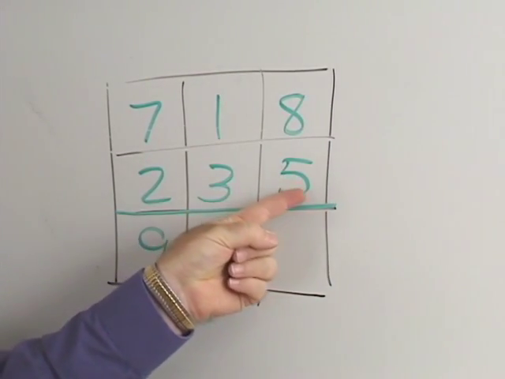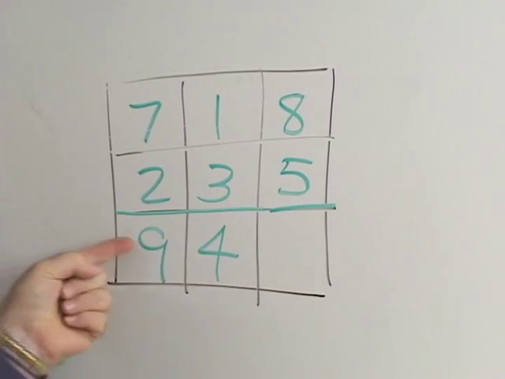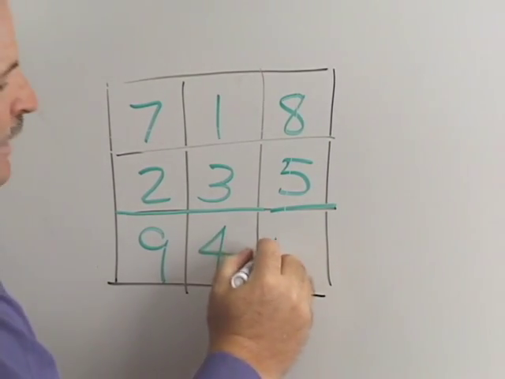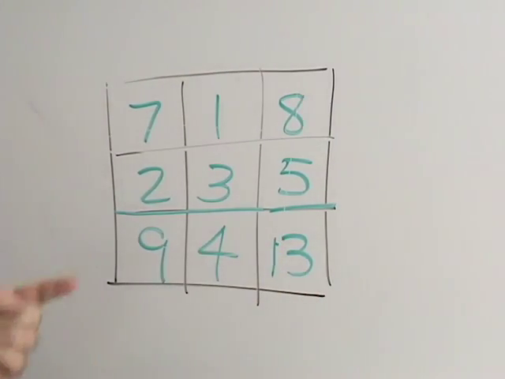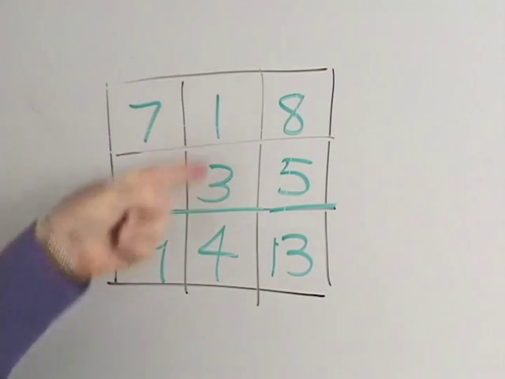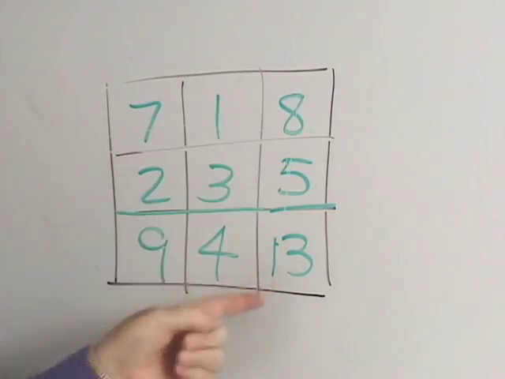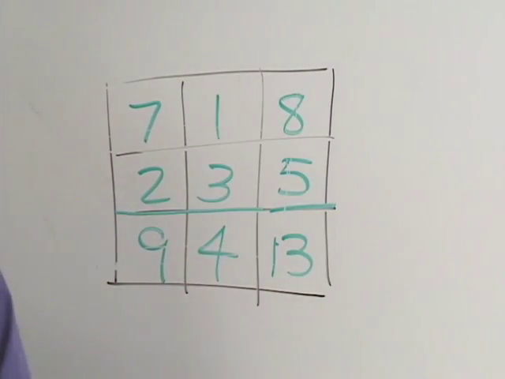Okay, now let's add down. 8 plus 5 is? 13. What's 9 plus 4? 13. They should come out to the same thing. If they don't, you may have messed up. You go back and check. But see how that's neat? You just had to add 1, 2, 3, 4, 5, 6 times, and it gives you a check. So when you get those, have fun doing them, and practice your adding facts.